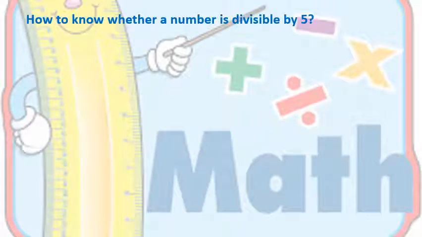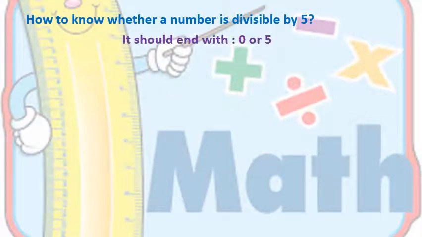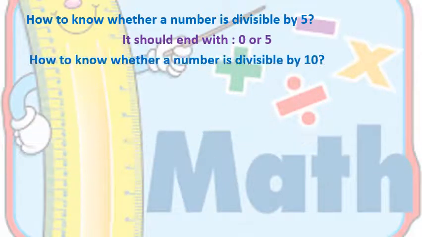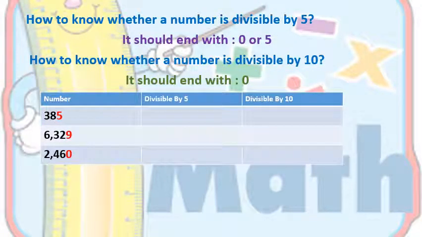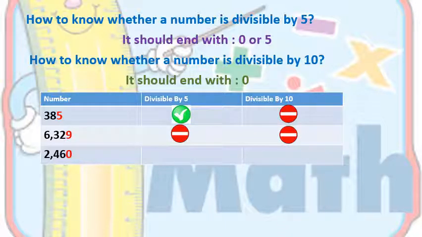Now, to know whether a number is divisible by 5, the number should be ending with 0 or 5. And to know whether a number is divisible by 10, the number should be ending with a 0. Let's take some examples. The first number is ending with a 5, so it's divisible by 5 but not divisible by 10. The second number is not divisible by 5 because it's ending with a 9, and not divisible by 10 because it's also ending with a 9. The last example is divisible by 5 because it's ending with a 0, and it's divisible by 10 because it's ending with a 0.